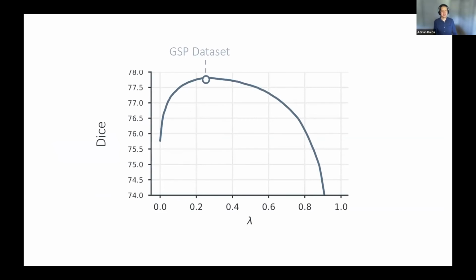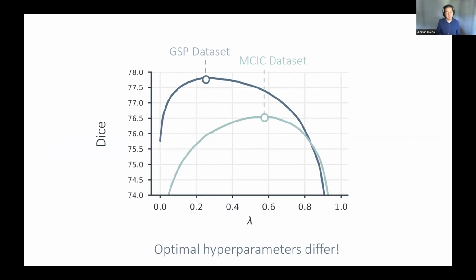So here is the optimal hyperparameter value for the GSP data set. Okay, on the x-axis, you have different hyperparameter values. Y-axis is the dice for those hyperparameter values. So, okay, the optimal one is 0.25. I found it. Now I can do all my analysis with this hyperparameter value. It turns out that's not really optimal because here's the optimal hyperparameter value for the MCIC data set.